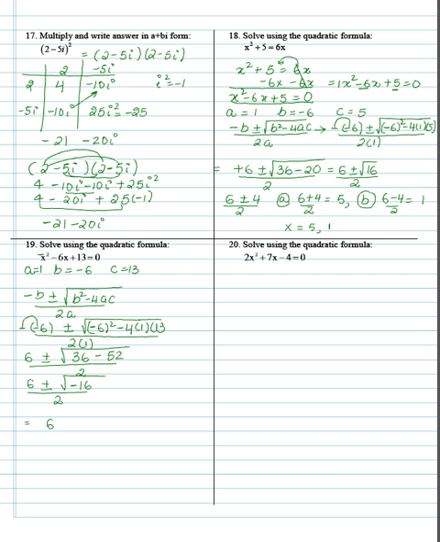So that's going to be 6 plus or minus, remember, square root of negative 16 is 4i over 2. So I have two cases here. Case 1, 6 plus 4i over 2, right? And what would that be? If I simplify it, 2 goes into 6 3 times, 2 goes into 4 2 times. So 3 plus 2i. Case B, 6 minus 4i over 2. That is going to be 3 minus 2i. When I simplify, 2 goes into 6 3 times, 2 goes into 4 2 times. So you have two answers.